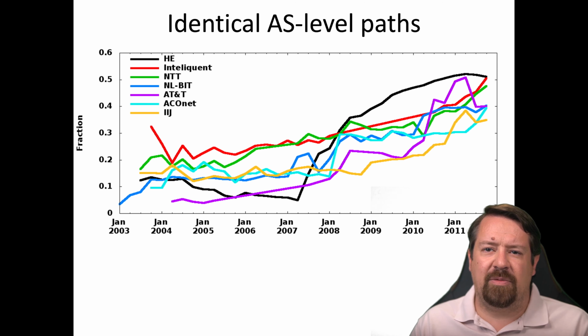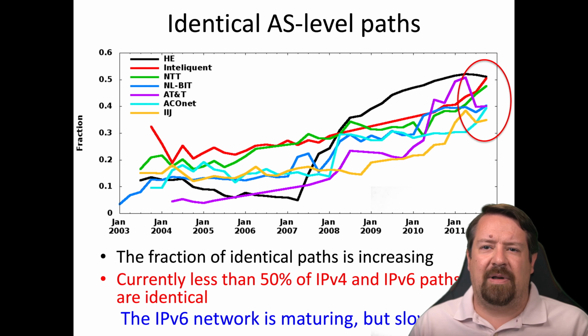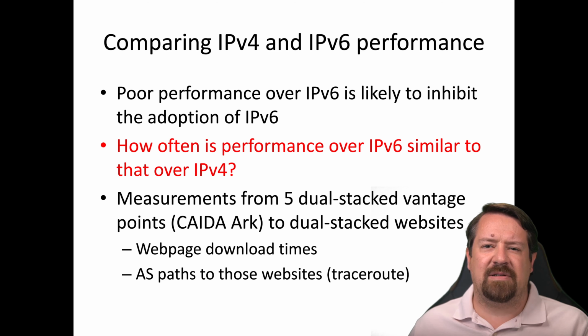But in general, across the board, we see an upward trend where more and more of the AS paths are becoming the same between IPv4 and IPv6 over time. So while in absolute terms, when this plot was made, the average was less than 50% identical paths, it is progressing towards convergence. Now we come to the performance discussion.